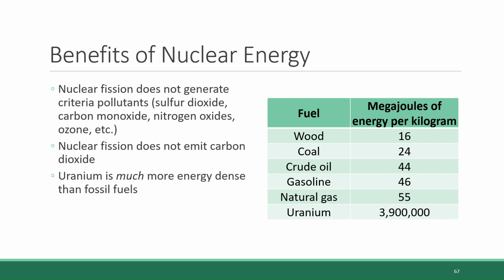3,900,000. Per unit weight, there is simply no comparison between the amount of energy you can get out of uranium that is mined versus fossil fuels. This means that production of energy from nuclear fission requires less mining and therefore less ecosystem damage because you get more energy for less material.